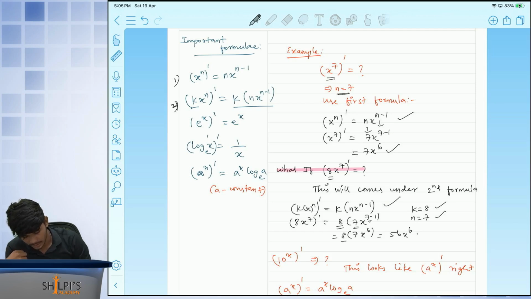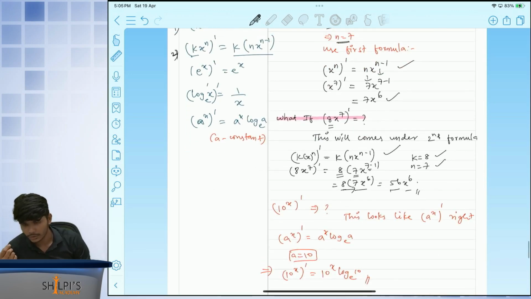I will get 8 into 7x power 7 minus 1. In the next step, 8 into 7x power 6. This implies 8 into 7, 56, into x power 6. It's very simple, right? Just knowing the formula and picking the correct formula, you can get the correct answer very easily.